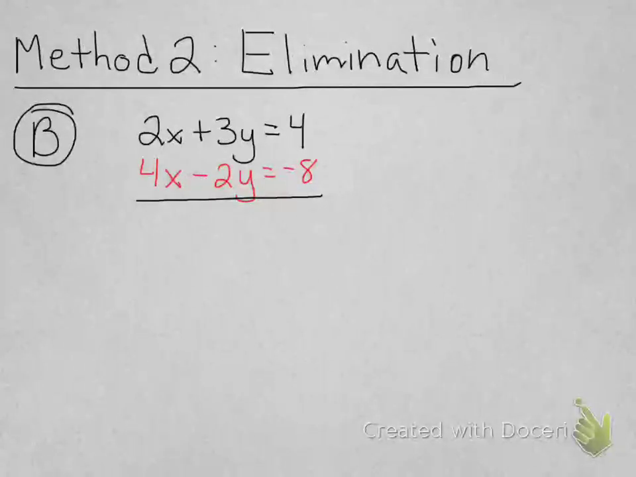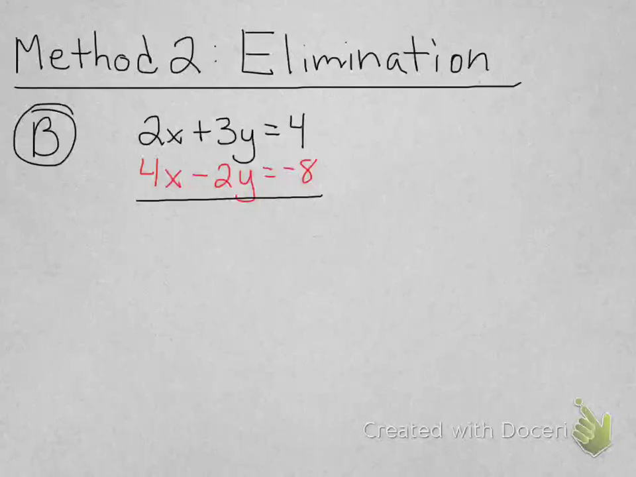It is easier once you have them in the right form. It's very quick and easy to do the elimination method. However, notice in this example, I do not have a variable that's already set up to be eliminated. 2x and 4x will not cancel. 3y and a negative 2y will not cancel. So in this situation, you will have to multiply one or both equations so that you would then have the coefficients with one positive and one negative of the same value.